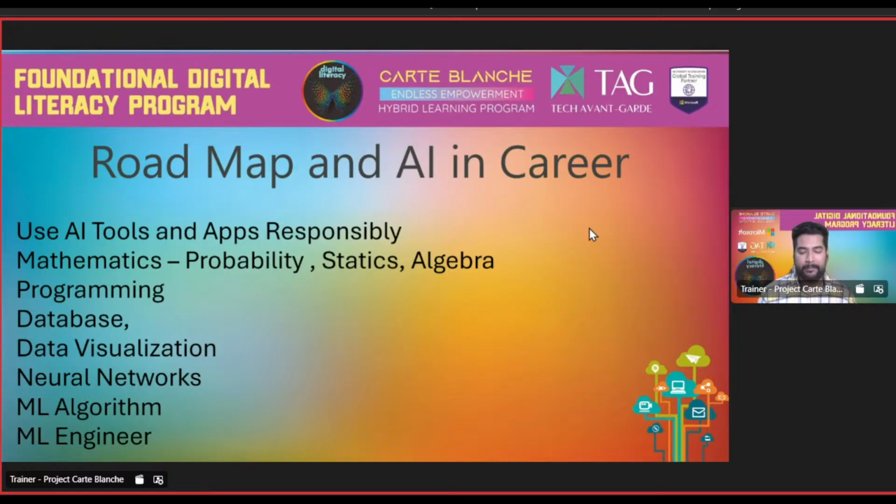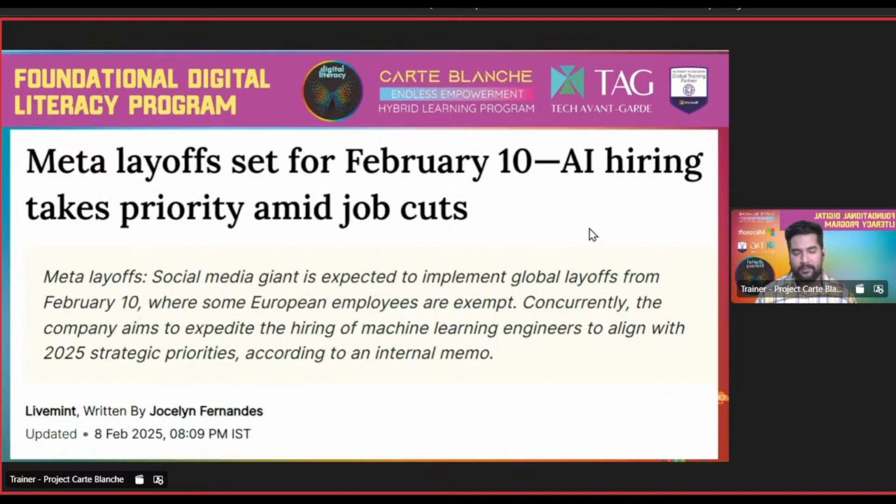And what is the roadmap for you to understand AI and start working on it? Use AI tools more and more, but responsibly, for your learning purposes only. You can use them for mathematics, with a strong idea of probability, statistics, algebra, programming, databases, neural networks, machine learning algorithms, and machine learning engineering. These are all the concepts you will get in future when you are doing it.